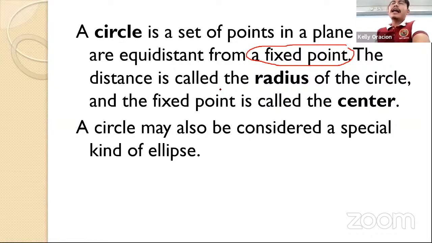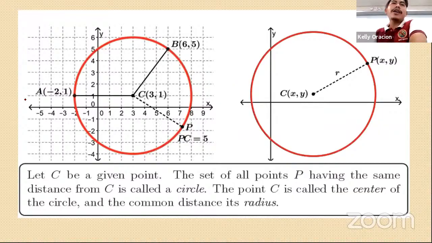Now, the distance from the center to any point of the circle is what we call radius. Again, the distance from the fixed point, also called the center, to any point of the circle is what we call radius. A circle may also be considered as a special kind of ellipse. So let's have here, okay, this is a graph of a circle in a Cartesian plane.